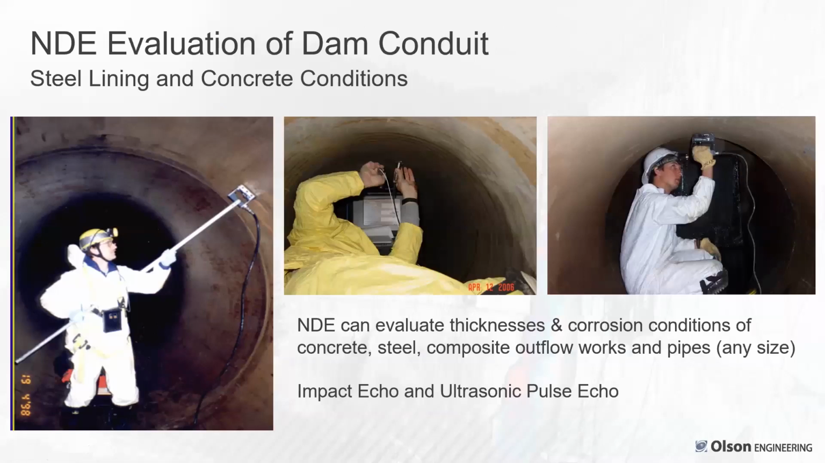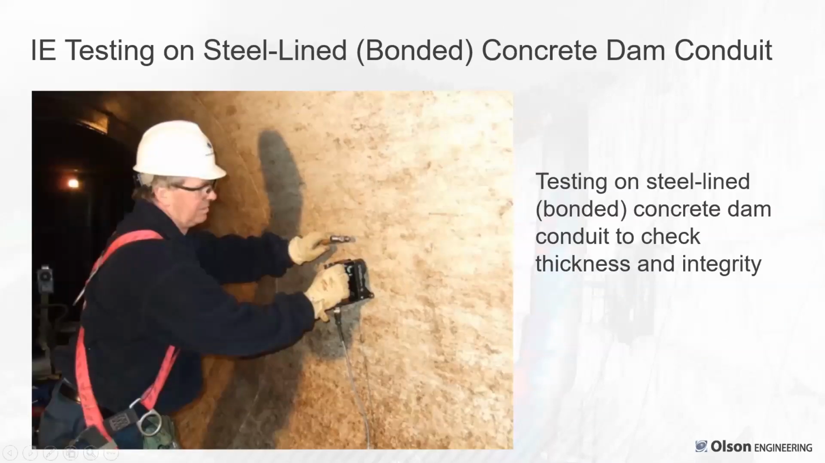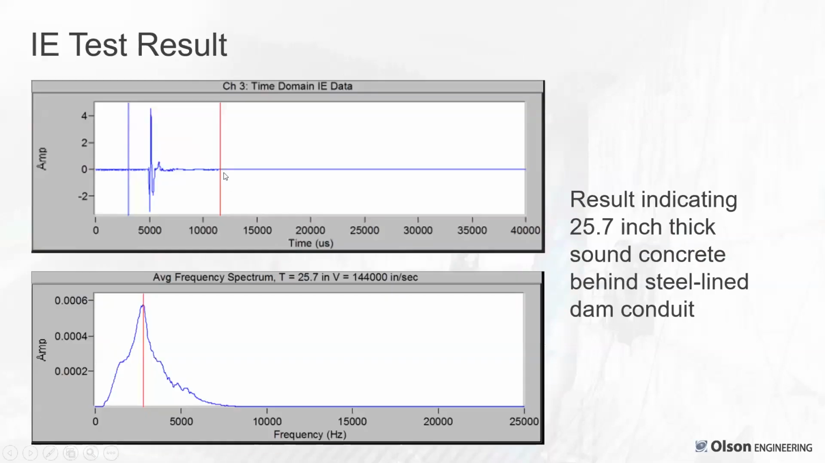So impact echo and other non-destructive evaluation methods can be used to look at concrete conduits. They're often lined with steel in dams, and you can test through the steel with impact echo and some ultrasonic pulse echo techniques for checking the steel itself. So here, I was personally testing this one several years back with a small hammer and the handheld instrument to see the thickness, because it was nominally 2 feet thick behind this 4/10 of an inch thick steel lining with concrete on the outside. So this shows an impact echo test result.